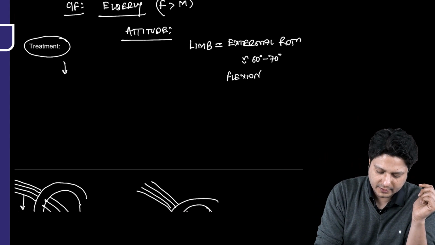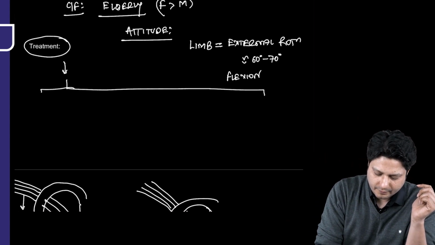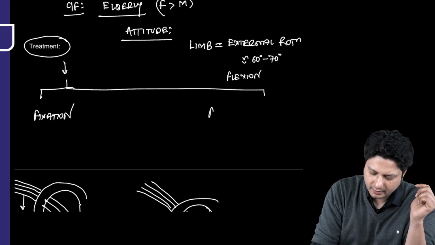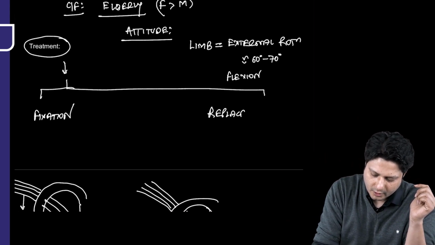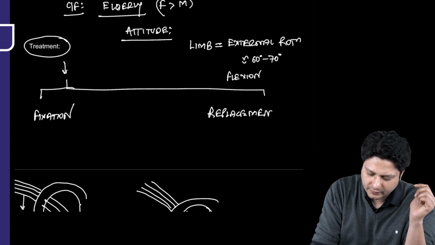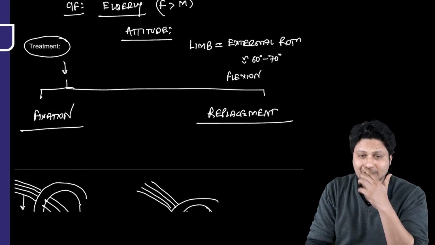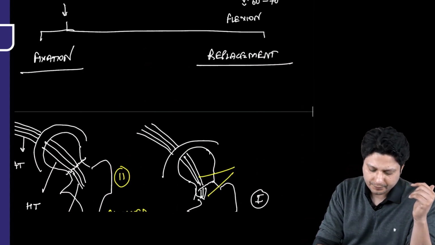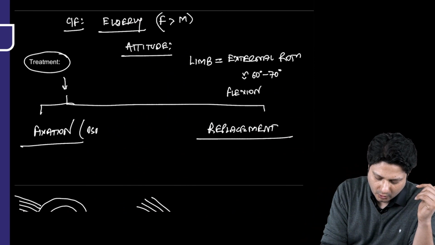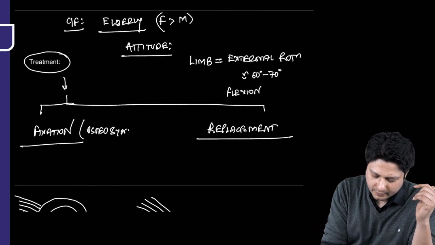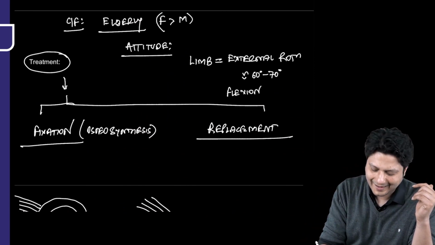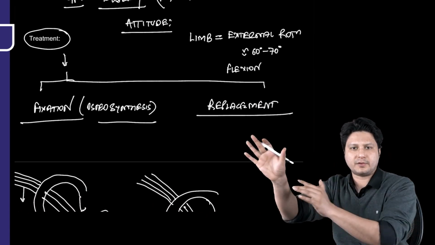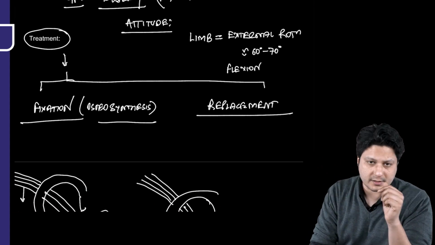As far as treatment is concerned, one is fixation and the second one is replacement. So before we talk about fixation and replacement, let's have a discussion on what we mean by the terms fixation and replacement. What is osteosynthesis? Fixation means osteosynthesis, where you will try to unite the fractured fragments. Replacement means replacing it with a prosthesis.